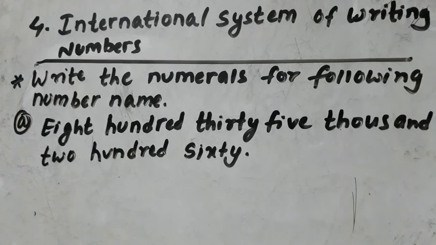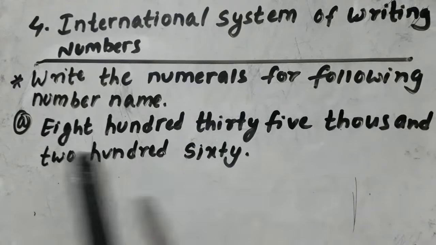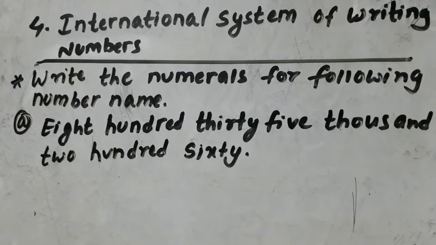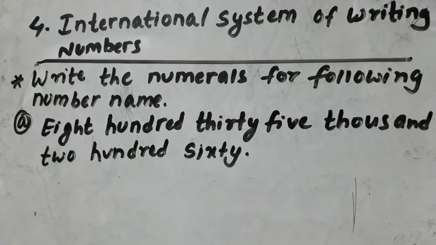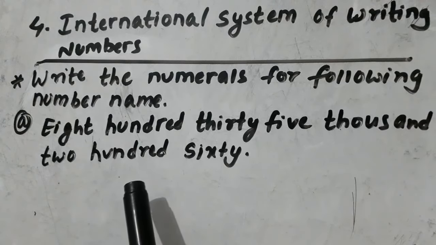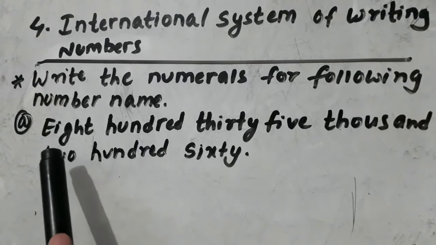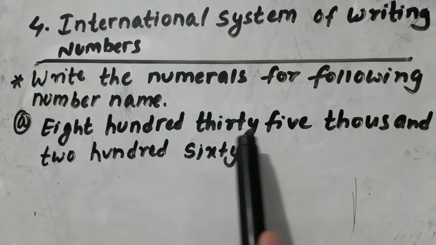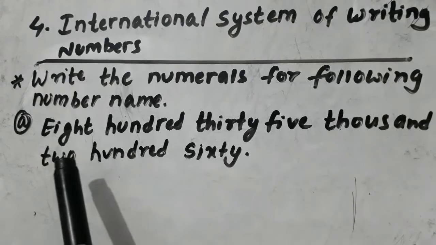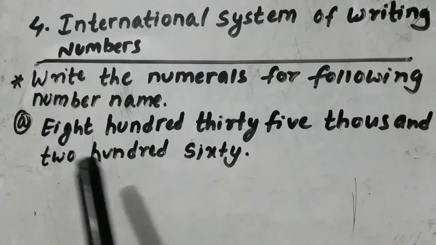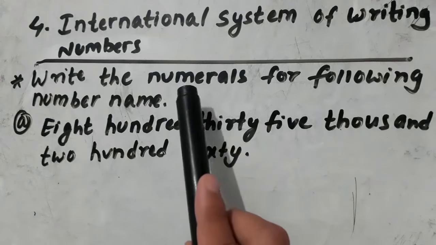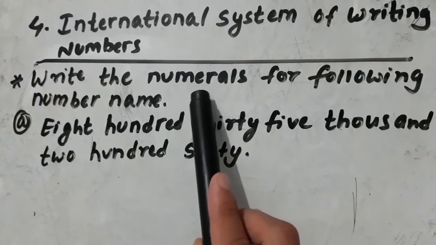So students, here the question is, write the numerals for the following number name. The number name has already been given in the question, and we are asked to write the numerals for this. It means the question has given us the number name in a sentence, students, and we have to write the numeral number for this number name.